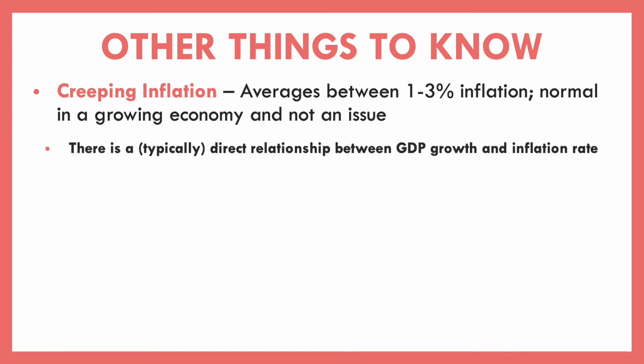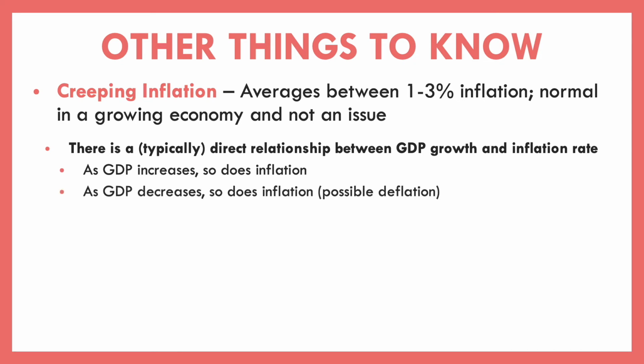What we'll actually end up seeing is there's typically a direct relationship between GDP growth and the inflation rate. And so what that means is as our economy is growing, we typically see inflation occurring as well. And so as GDP increases, so does inflation. But as GDP decreases, so does inflation. It can lead to possible deflation. And we actually saw that, like I said, it dipped below the black line a little bit. That was actually during the Great Recession because our GDP was decreasing and it led to prices dropping. And we'll talk about why that is later on.